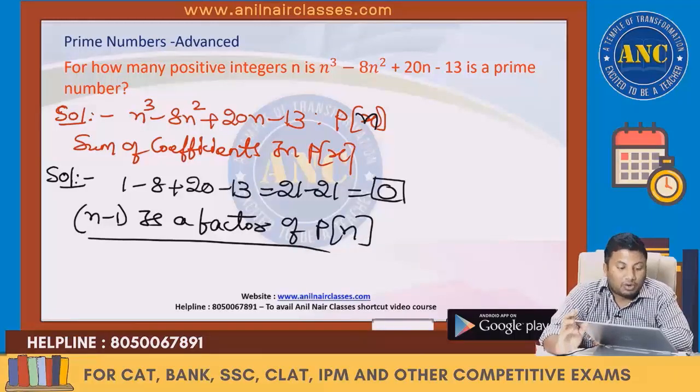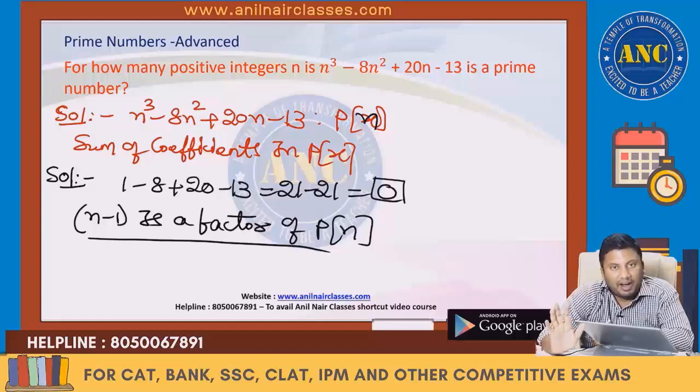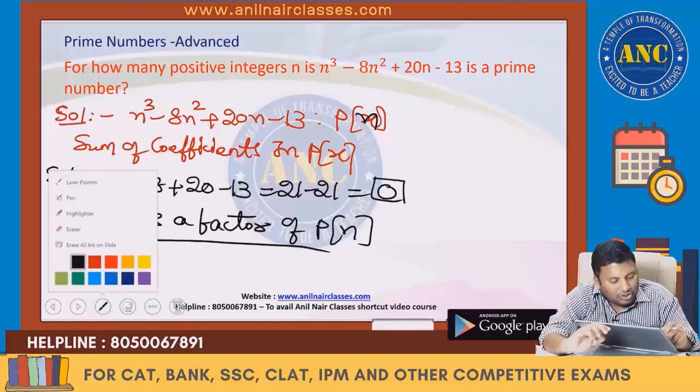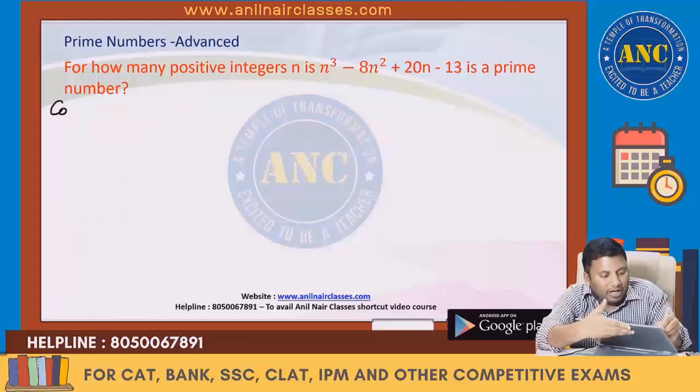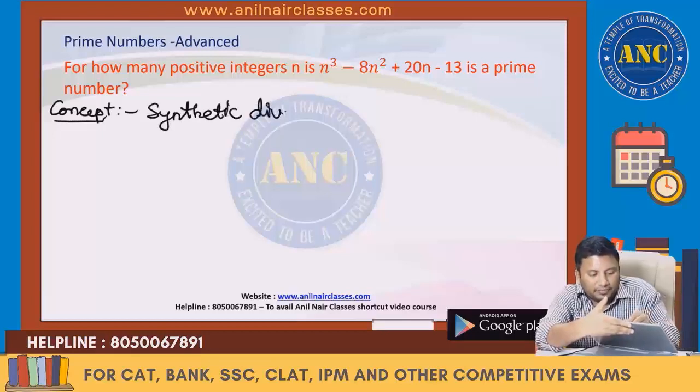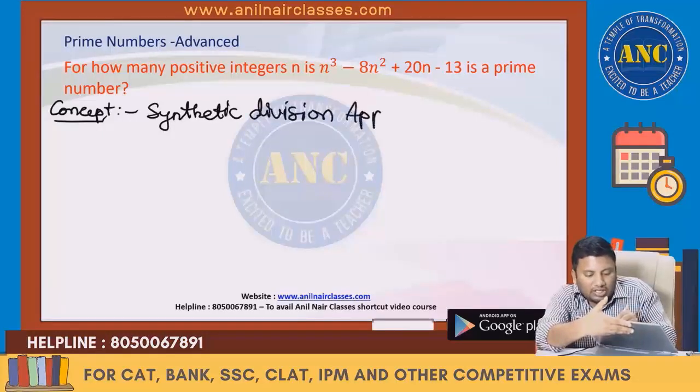How to find out the quotient and the remainder? Please write down a concept. We just determined n minus 1 is a factor of P of n. How to find the other factors, or in other words, how to find the quotient and the remainder? Very important concept: synthetic division. What is this approach and what is the application of this approach?